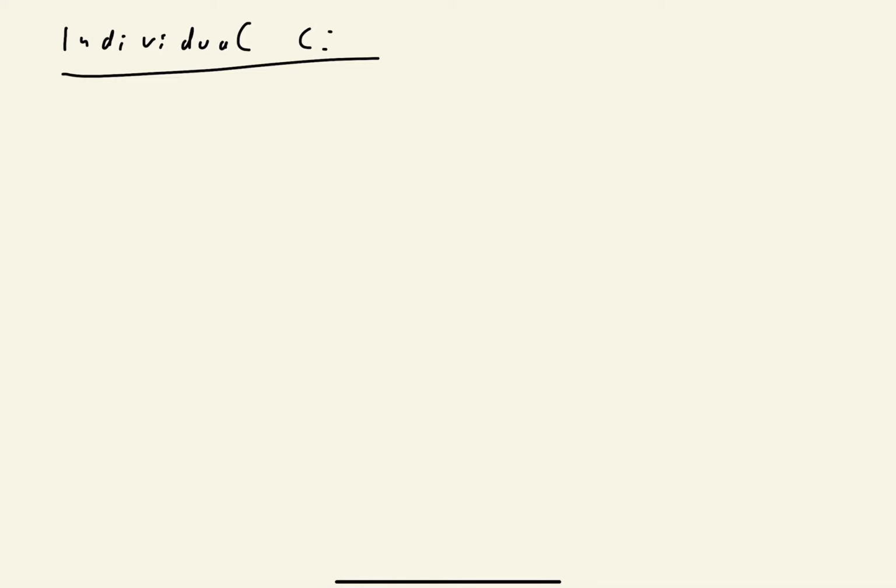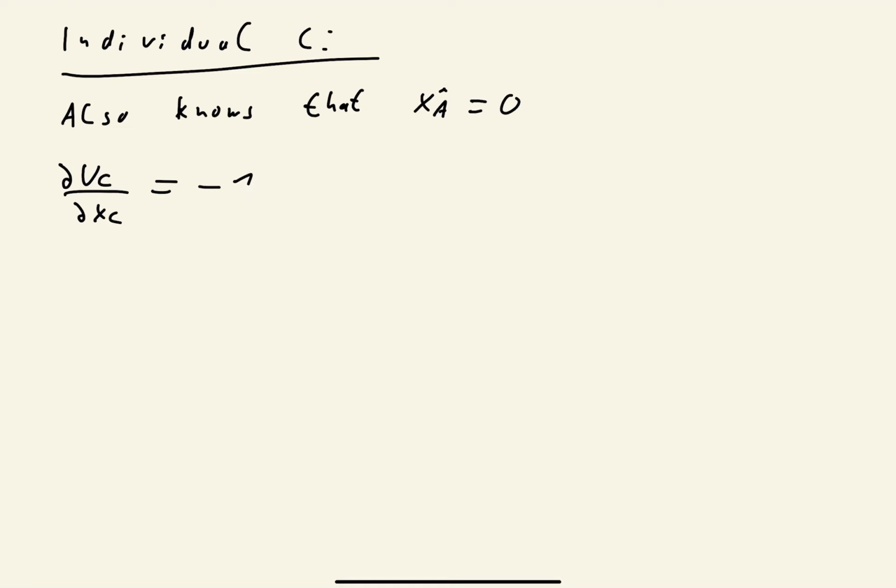So for individual C, he also knows that XA star is equal to 0. Now, what can we say here? His marginal utility, when increasing his provision to the public good, is equal to -1 plus 5 divided by XB plus XC.